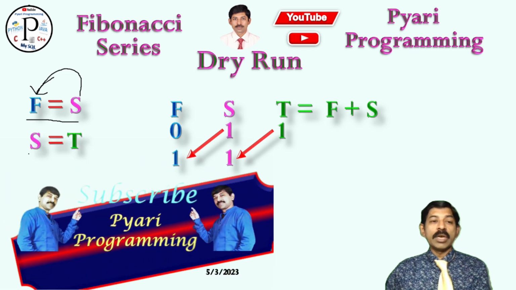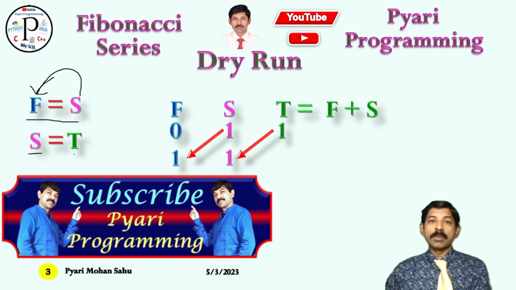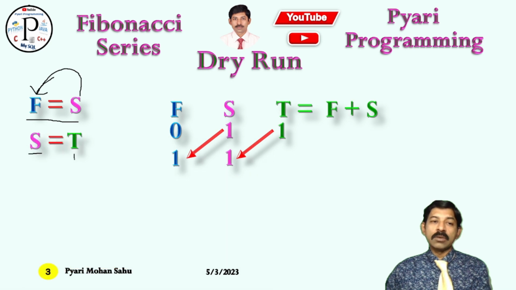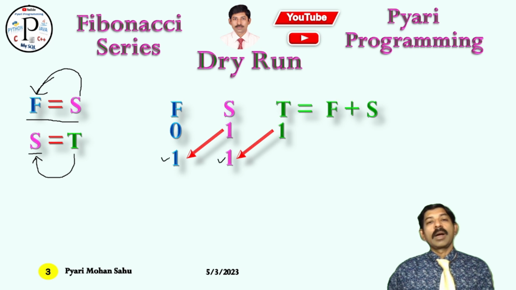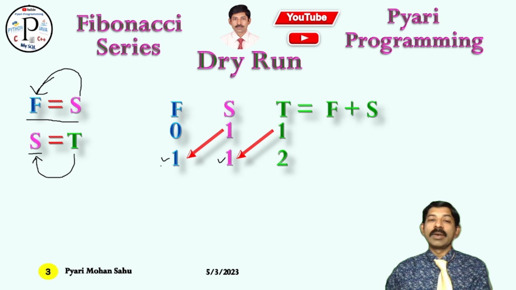Which one needs to be changed? Second. Its value must be whatever is there in third. So that's why third will give its value to second. Because of that, second will be 1 and first will be 1. After that, what should be my third? Third is nothing but the addition of first and second. Here I have given first plus second.